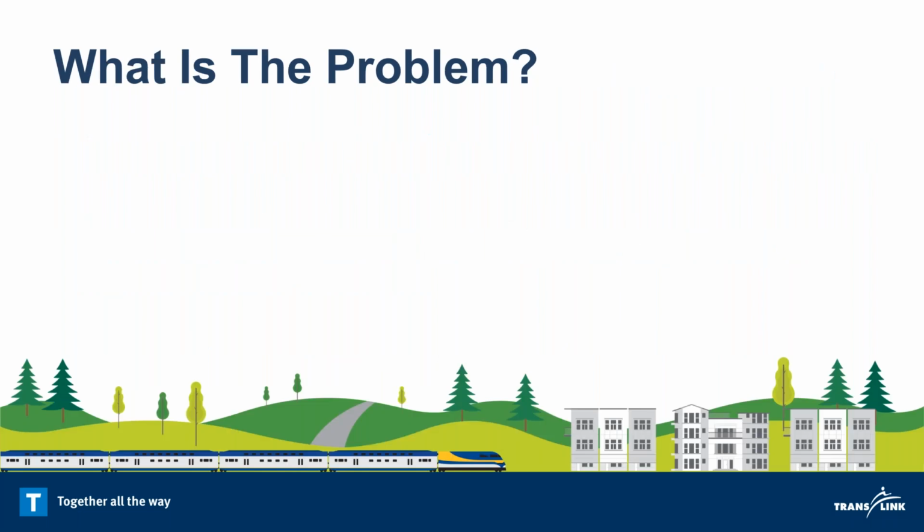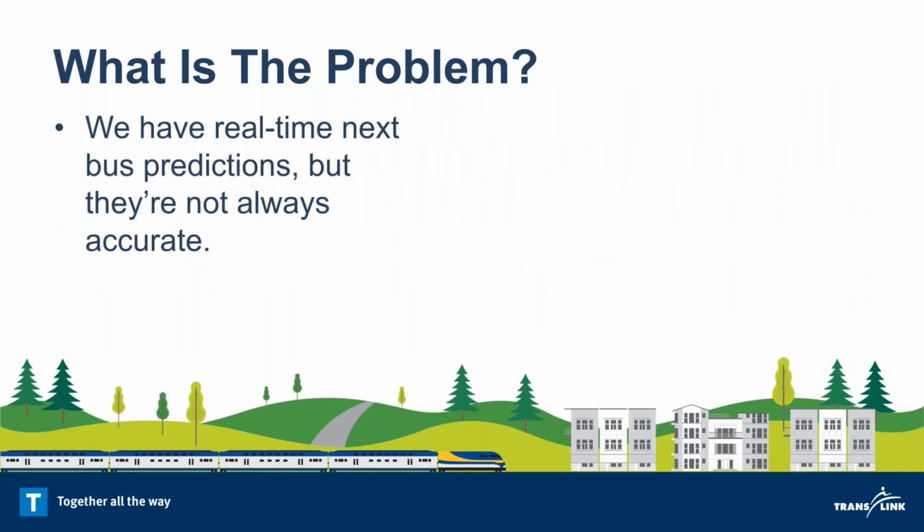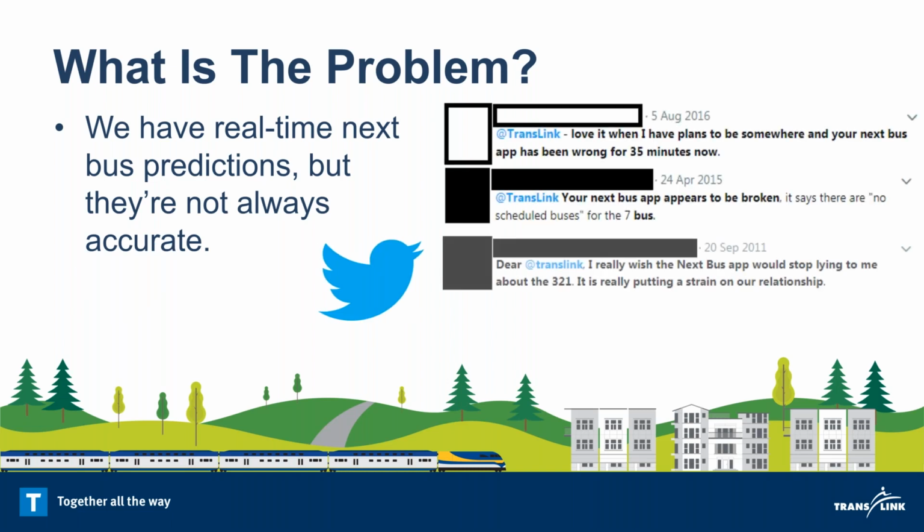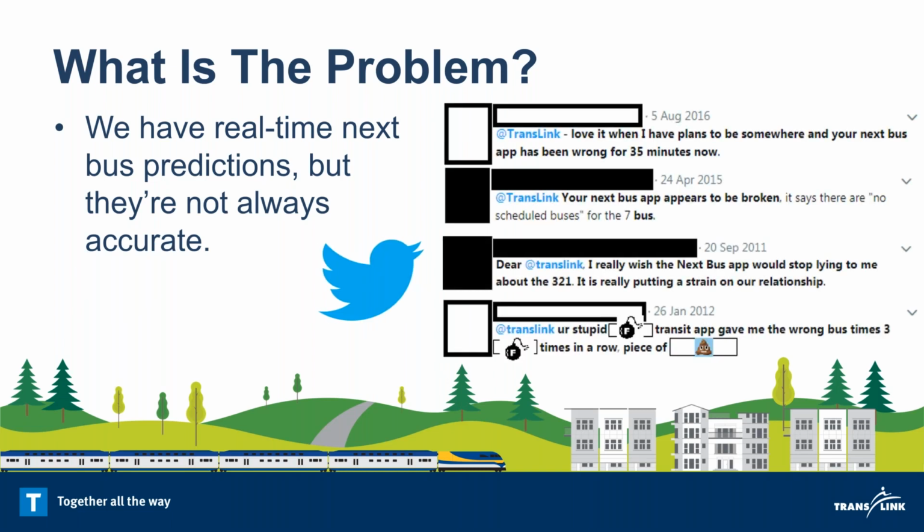Okay, so what's the problem then? So we have real-time NextBus predictions, but they're not always accurate. So what does that mean to our riders? Well, here's a sample of some real tweets we've received. And I've had to censor out some of the more colorful language, but it's pretty clear, a lot of customers were unhappy because their predictions were not accurate.